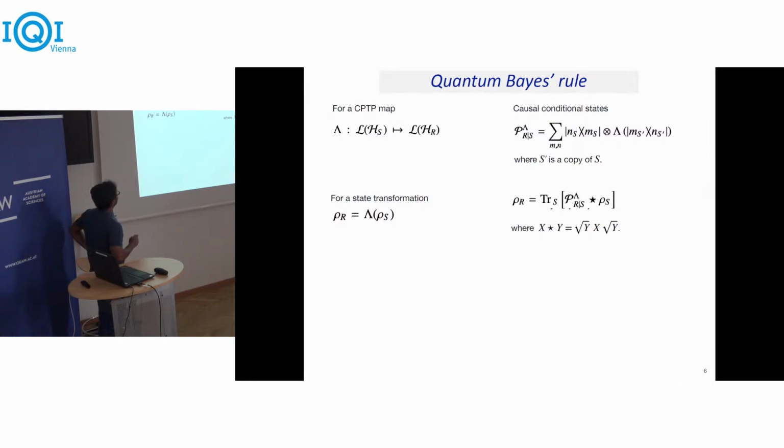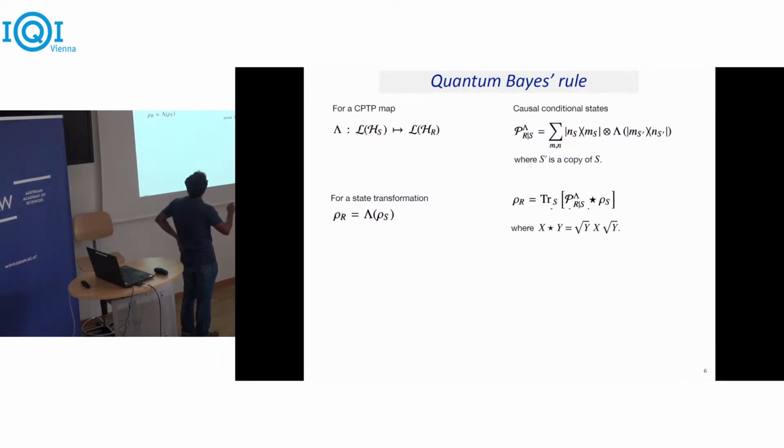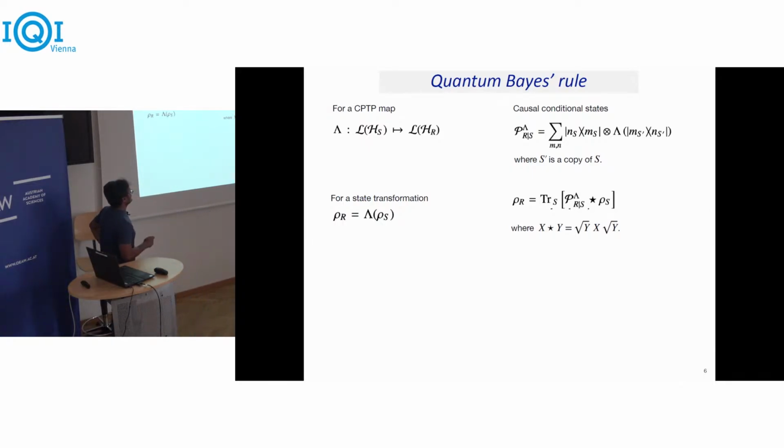Obviously, at the level of state transformation, it is nothing but applying this rho s on this lambda, and you get this one. That you can also find using your causal conditional state. What you do essentially is a star product with your input state, and then you trace out the s degrees of freedom, and finally you get this rho r. So this is essentially the reverse map of the Schwarz-Minkowski isomorphism. Obviously this product looks a little weird, but somehow it turns out to be a consistent one.